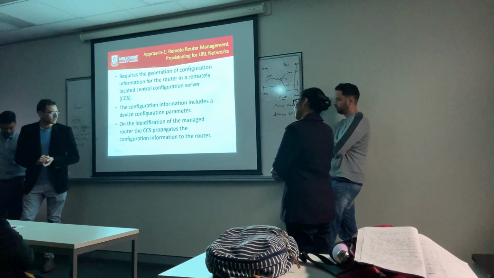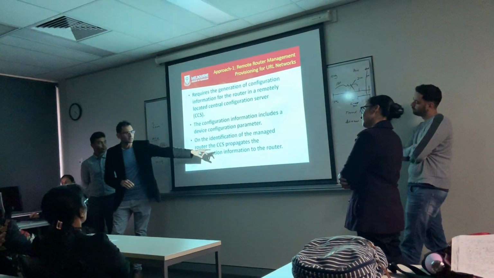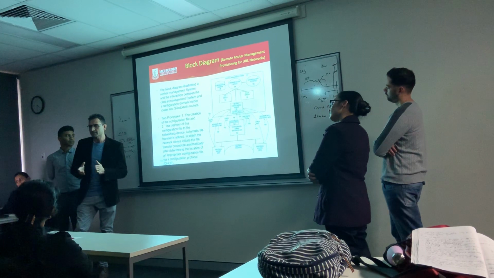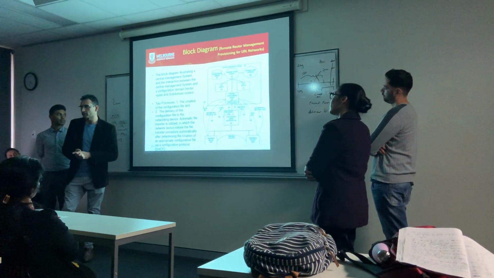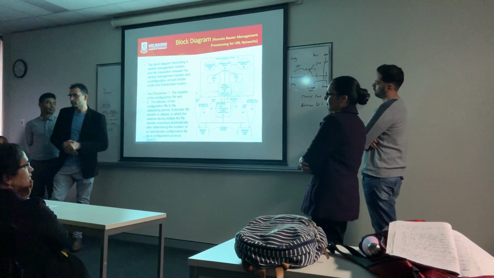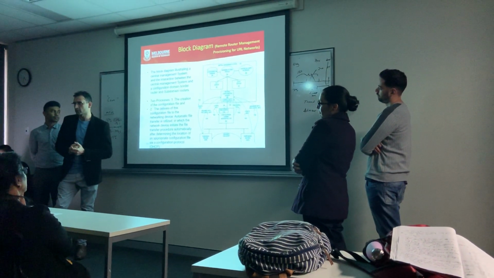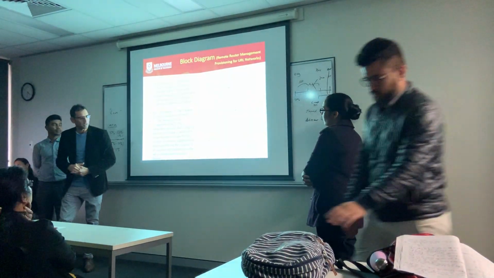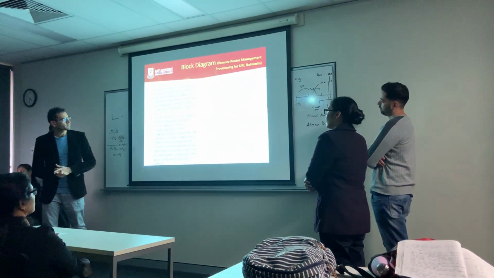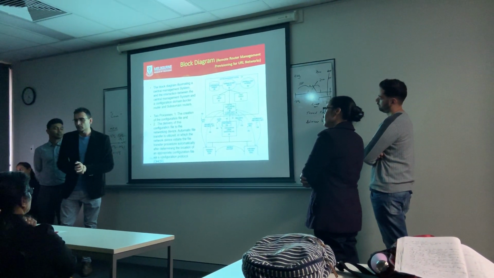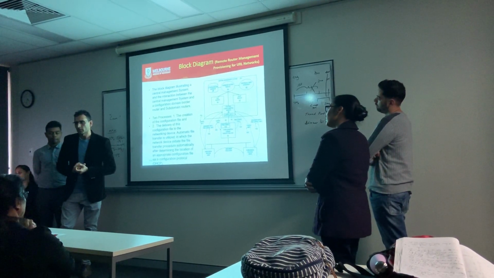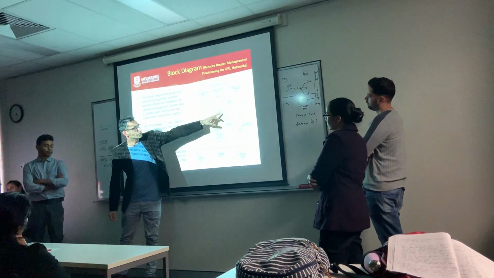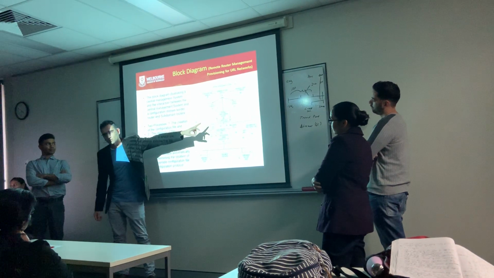The CCS is the central configuration server located at URL Networks. Once it identifies the router which is going to be configured, it propagates, or sends, the configuration file to the router which is going to be managed remotely. This is our basic block diagram, which presents the different steps and interconnections between the routers and the configuration server. This area presents the URL Networks area, in which different servers are located.